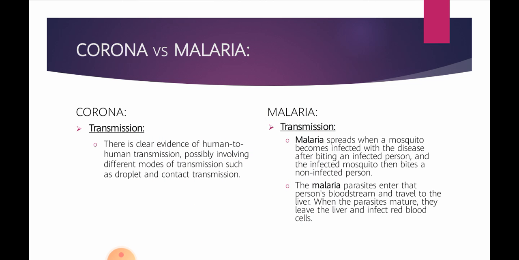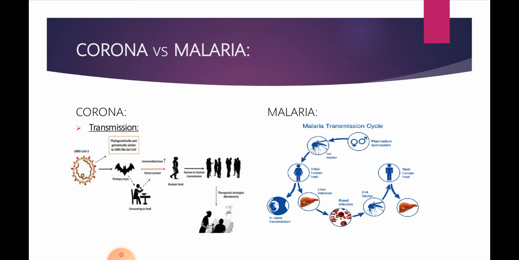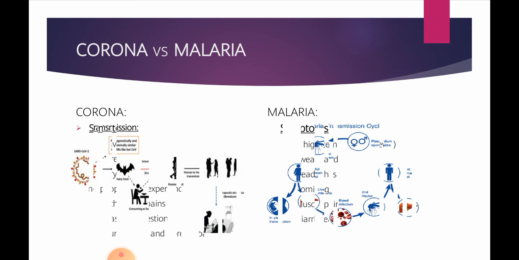Here is the comparison between corona and malaria. First, we see the transmission of corona. There is clear evidence of human to human transmission, possibly involving different modes of transmission such as droplet and contact transmission. Now we see the transmission of malaria. Malaria spreads when a mosquito becomes infected with the disease after biting an infected person, and that infected mosquito then bites a non-infected person. The malaria parasite enters that person's bloodstream and travels to the liver. When the parasites mature, they leave the liver and infect red blood cells. The transmission cycle of corona and malaria is shown in a diagram here.